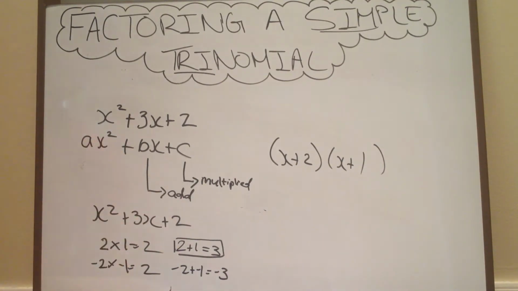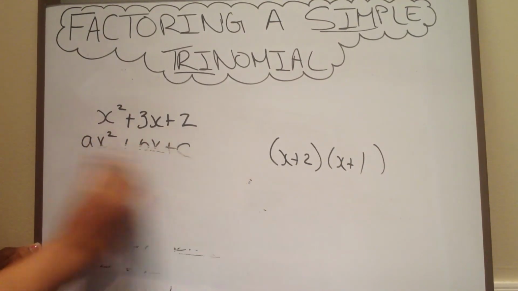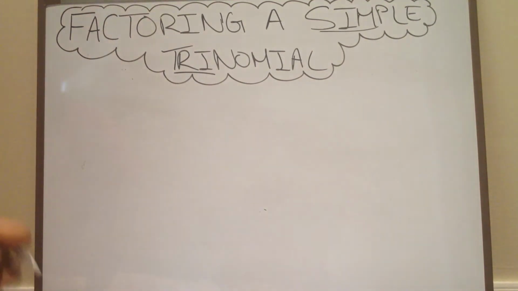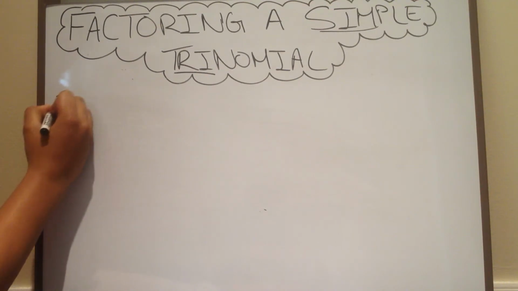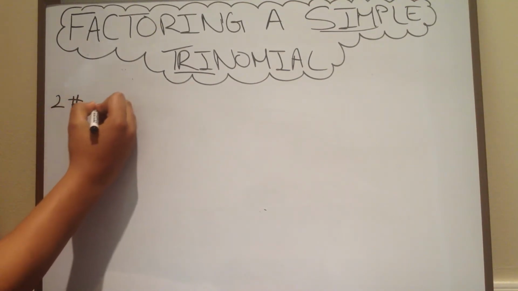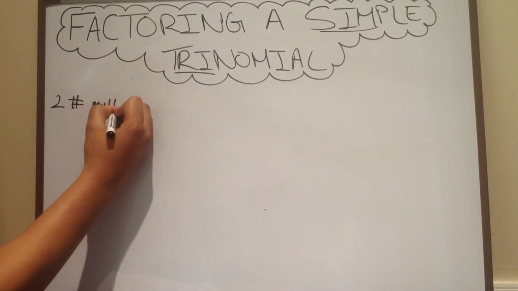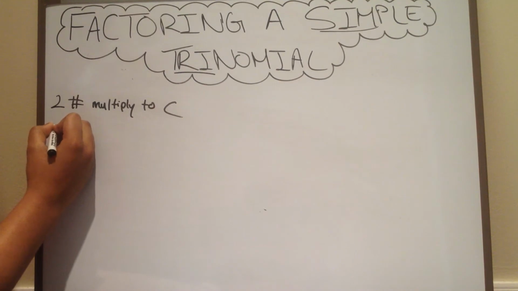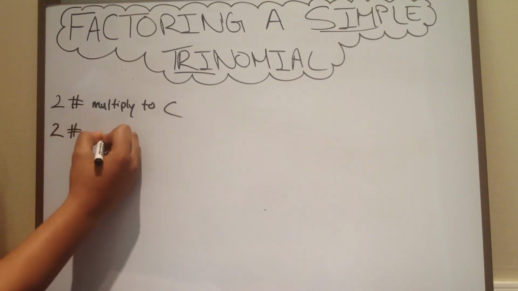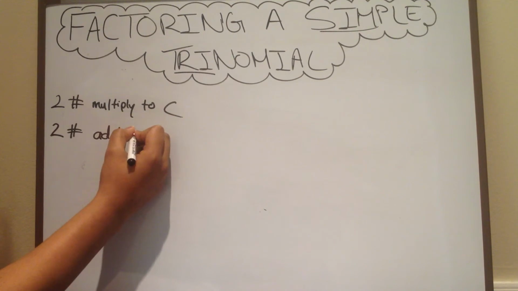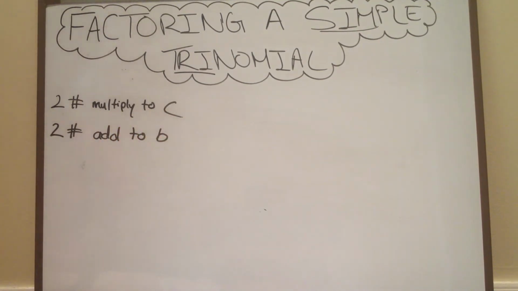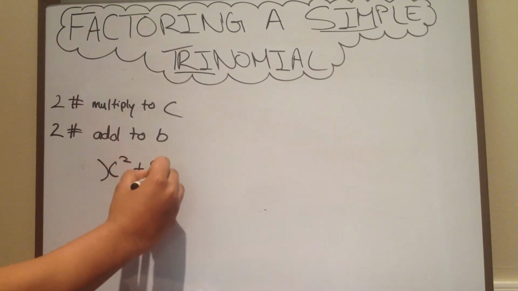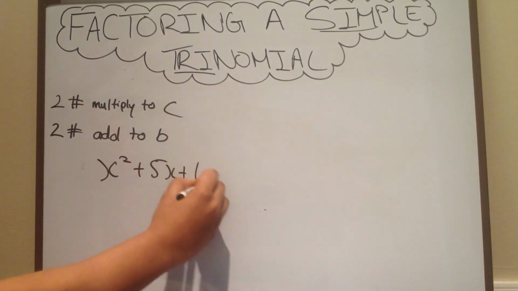So let's do another example. On a side note, just know that you want two numbers which multiply to c, and the same two numbers have to add to b. Okay? So let's do x squared plus 5x plus 6.